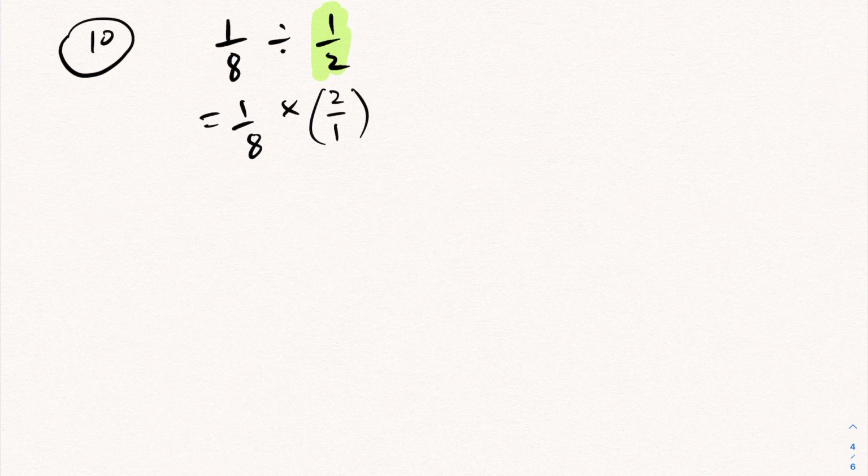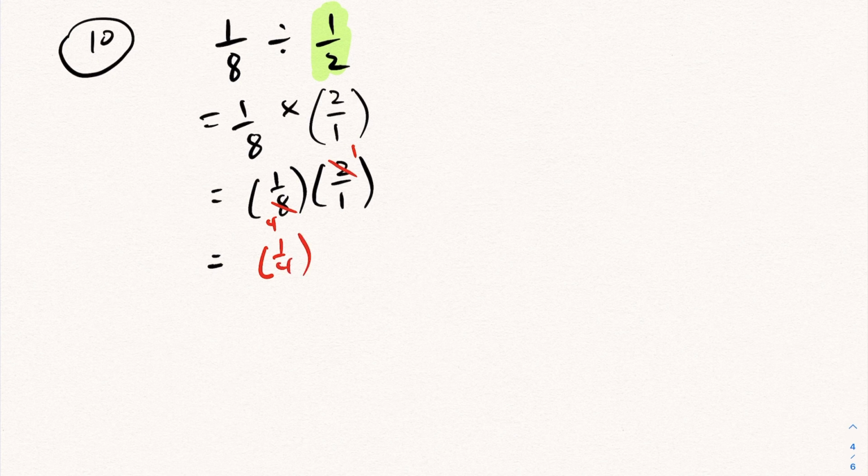So essentially what you do is you change this to a question of multiplication. Now I'm in a situation where I can go ahead and reduce here. 2 divided by 2 is 1. 8 divided by 2 is 4. And this becomes 1/4 times 1 over 1, which is just 1 over 4. Okay, so make note of that. When you're dividing two fractions, you change it to multiplication, and then you flip that second term.